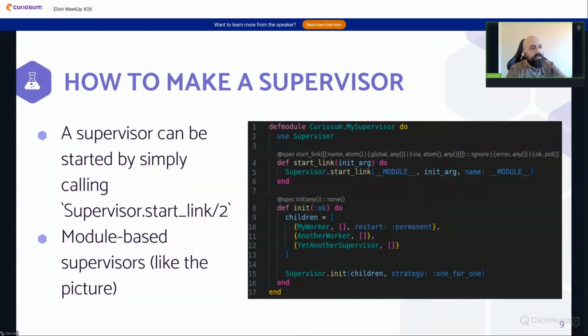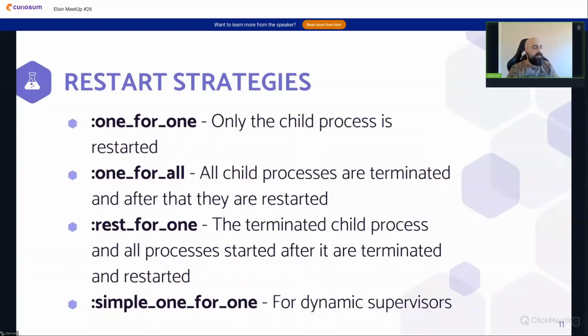And we can also define a strategy for our supervisor. Here we have four restart options for our supervisor. The one that I see used the most is one_for_one. Here, if a child process is terminated, only that child process will be restarted. And this option is good when the processes are independent from each other.